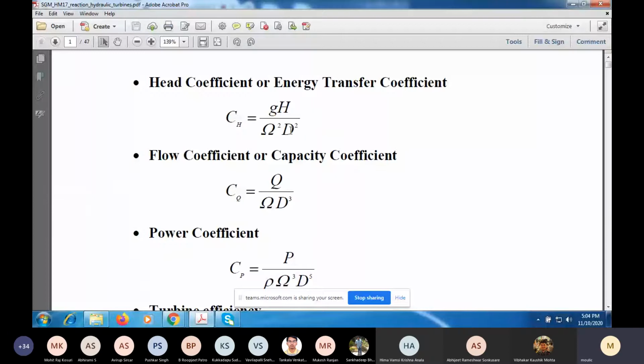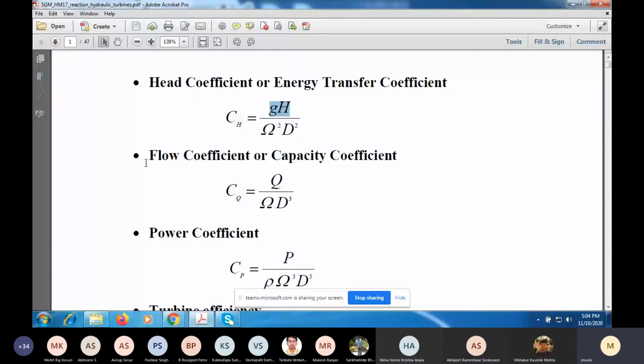Now, in the case of the pump, omega was the angular speed of the pump impeller. Here it will be the rotor or runner of the turbine. And this is also called the energy transfer coefficient because, as you have seen, gH is the energy transfer per unit mass. That is the energy transfer between the rotor and the fluid.